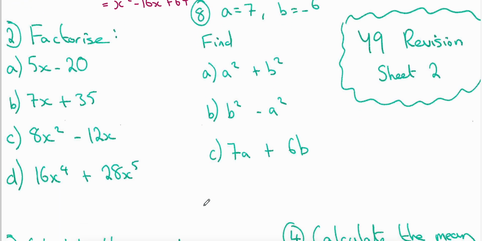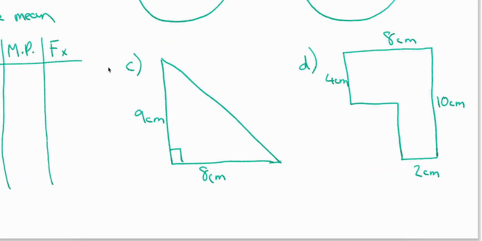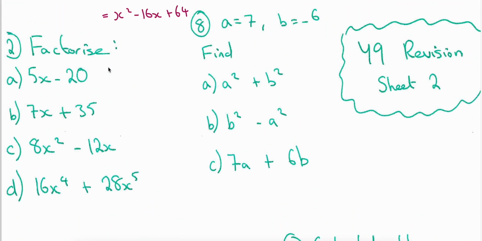Okay, so next up we've got some factorization. So here we're going to take out the highest common factor again, which is 5. So it's 5 bracket x minus, and what do I times by 5 to get negative 20? Negative 4. So it's 5 bracket x minus 4. Next up it's 7x plus 35. So it's 7 bracket x plus 5.